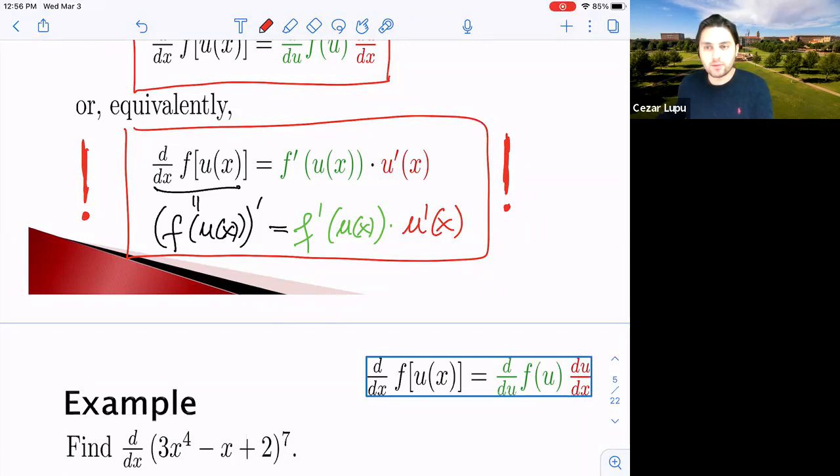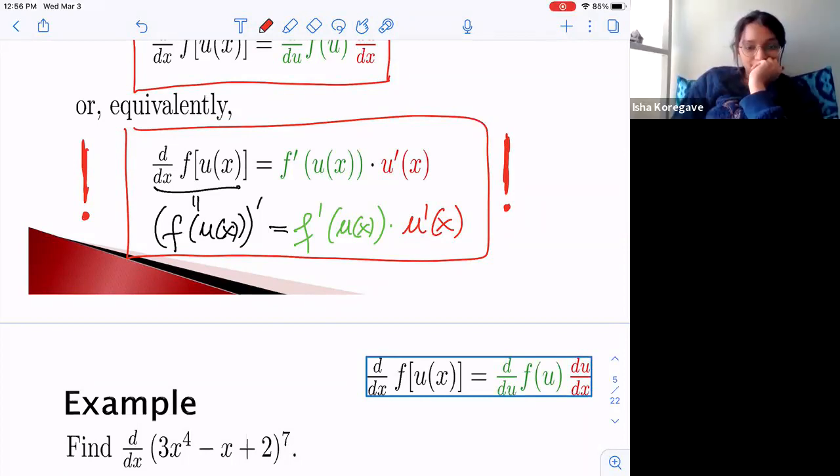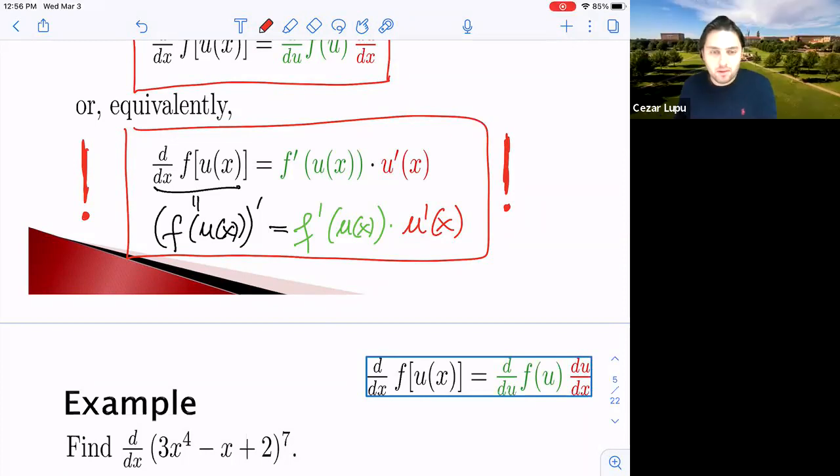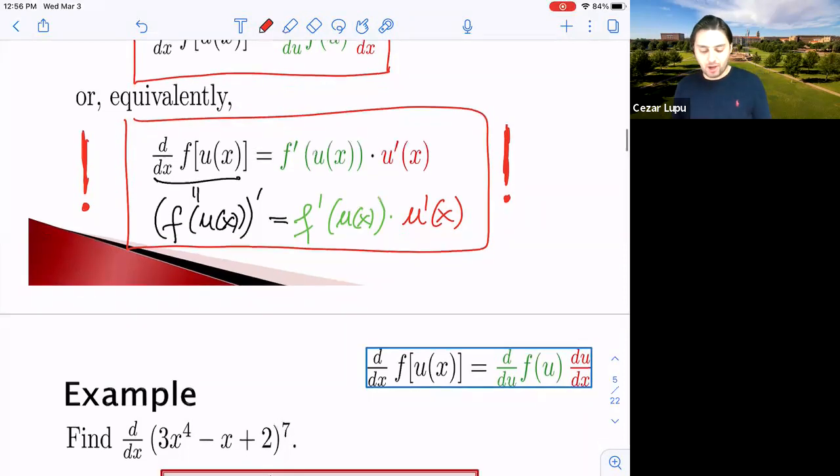So let's see, we have some answers here. I see Jasper, Isha, sorry. This is how you pronounce your name, right? I hope Isha, right? Isha, okay, sorry. Yeah, you're right. Let's see. Okay, yeah, so let's see.